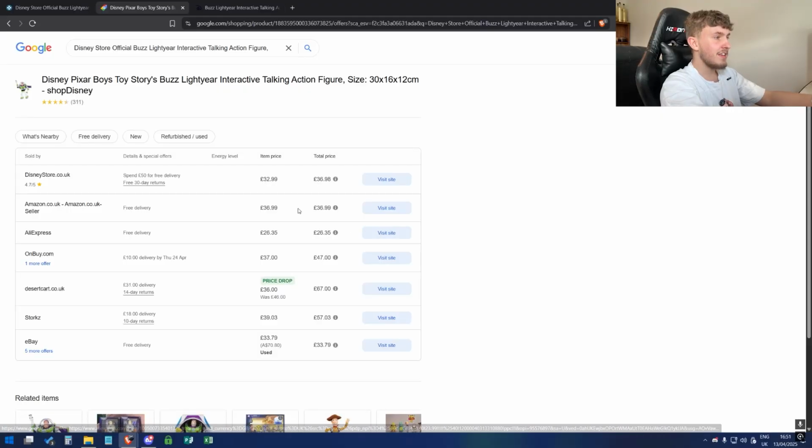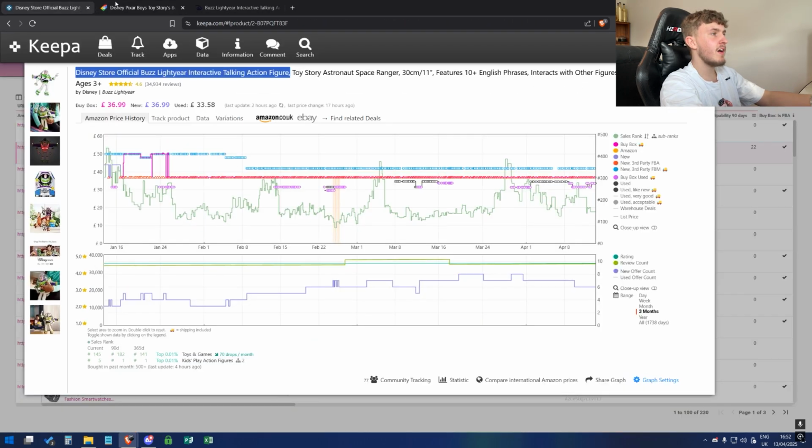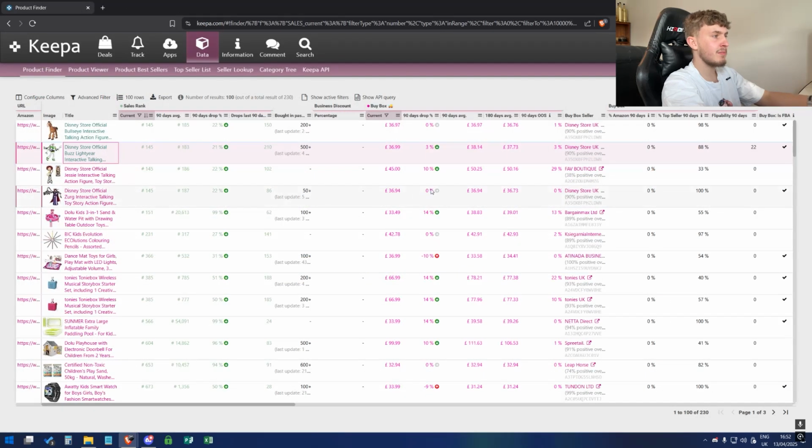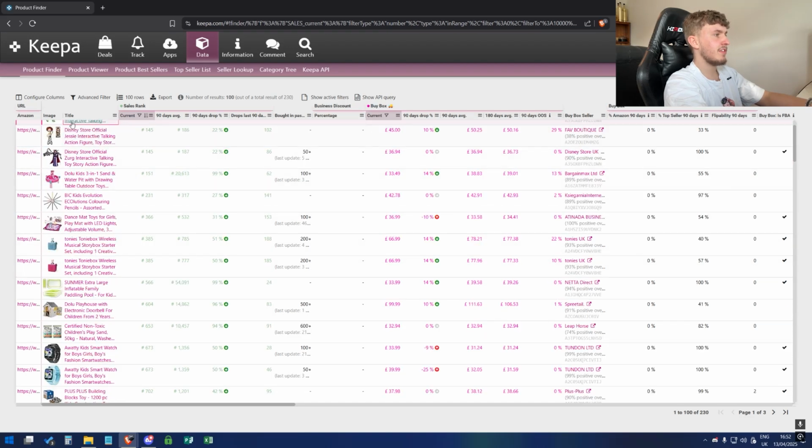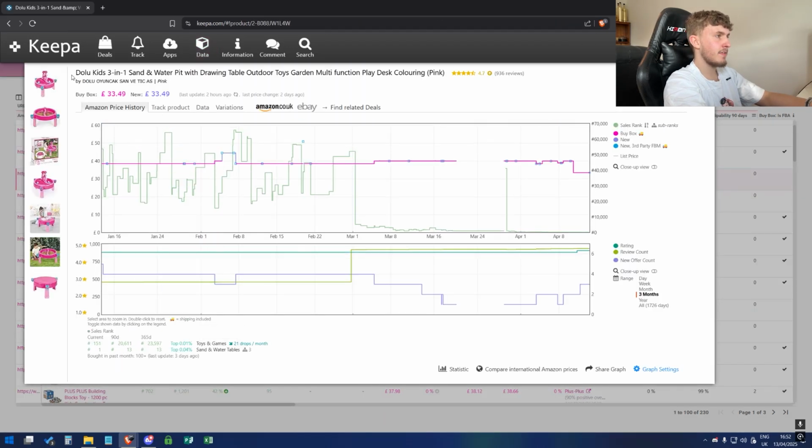So yeah, we can see this is £32 at Disney. Seems to be the cheapest place that is actually available. But again, we just want to be keeping an eye on that product, seeing if there's any points where it gets put on sale or anything like that. I'm just going to skip over these other Disney ones, have a look at something a bit different.